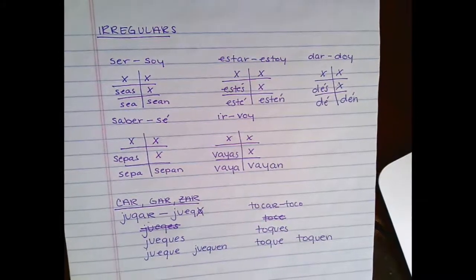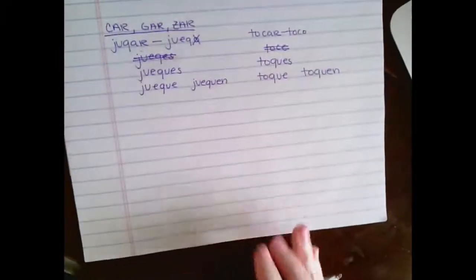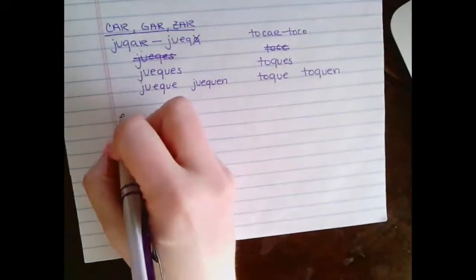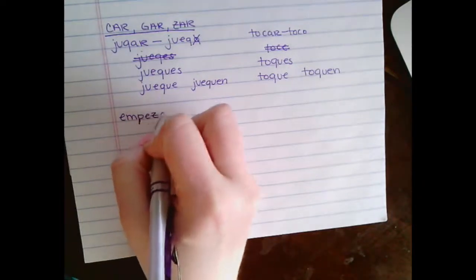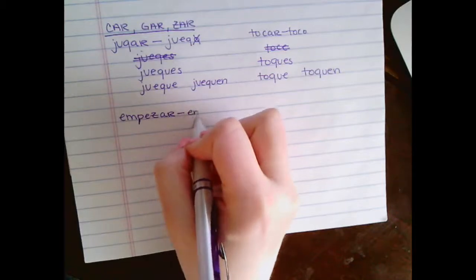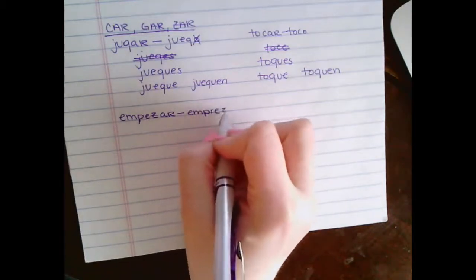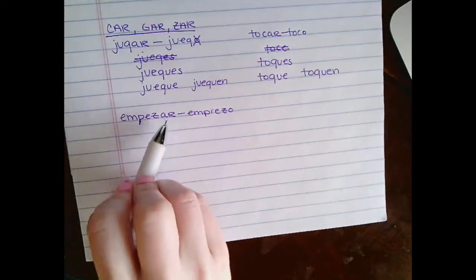So that's a gar, that's a car, we just need a zar. So a verb that ends in zar might be empezar, to start. Empezar. So we know that the yo form of empezar is empiezo. We want it to say empiece, right? Because it is an AR verb.